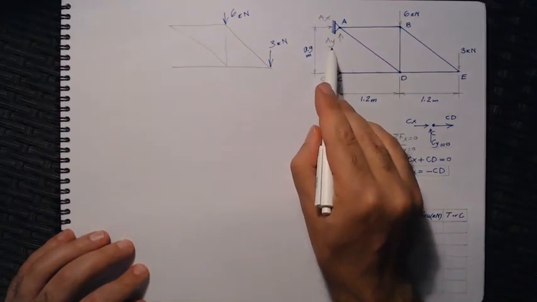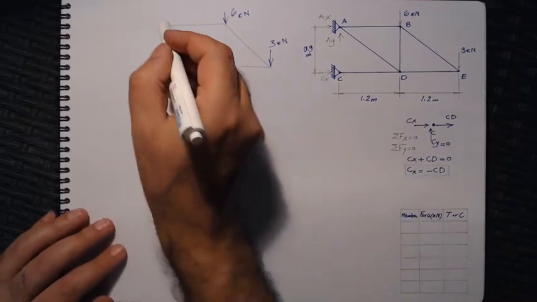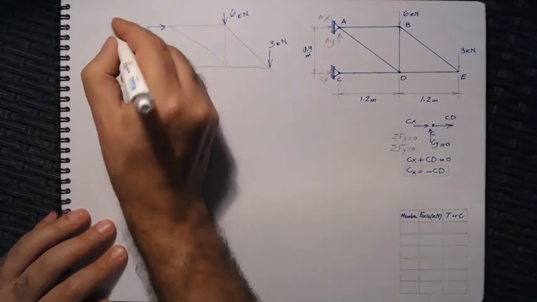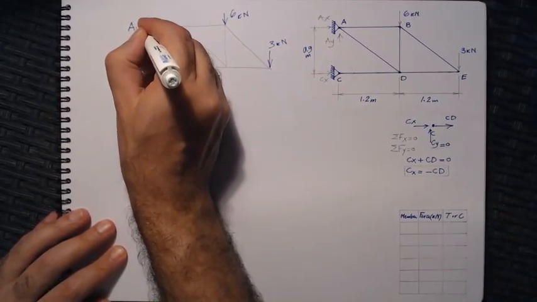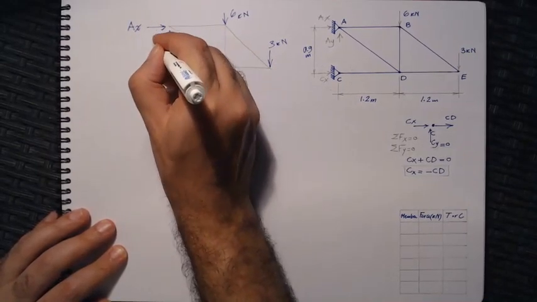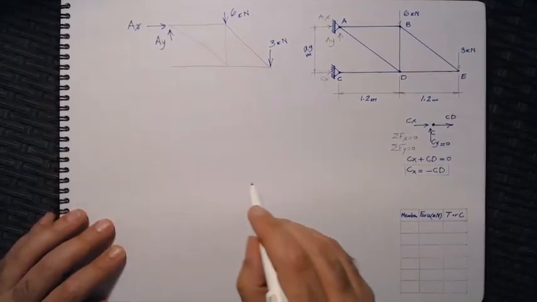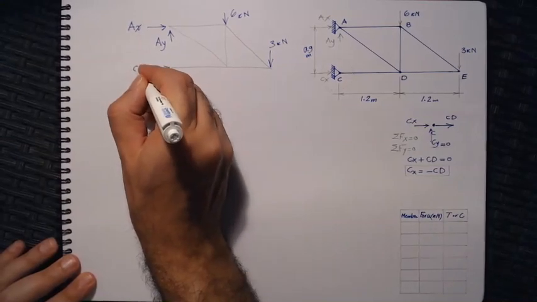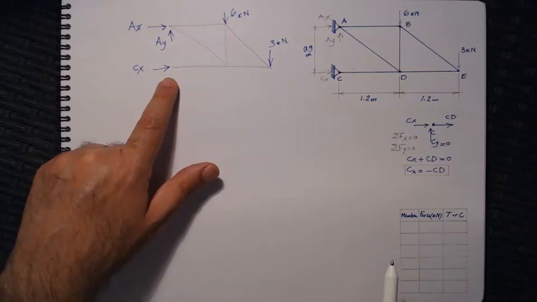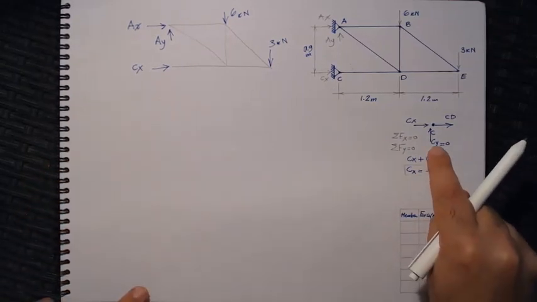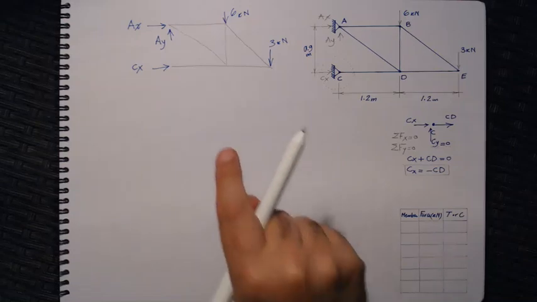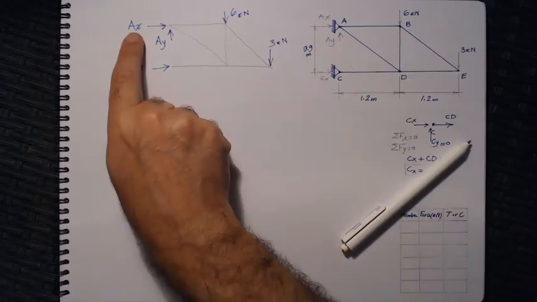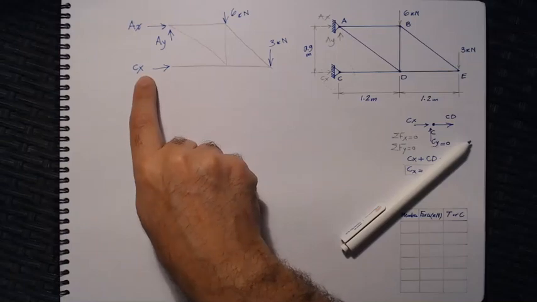Don't forget to include the reactions. So I'm going to put the reaction, I call this one AX, and a reaction AY. There is also a reaction CX, and I just explained why there is just one reaction here, because CY equals 0. All right, so I like this very much because it has only 3 unknowns: AX, AY, and CX.